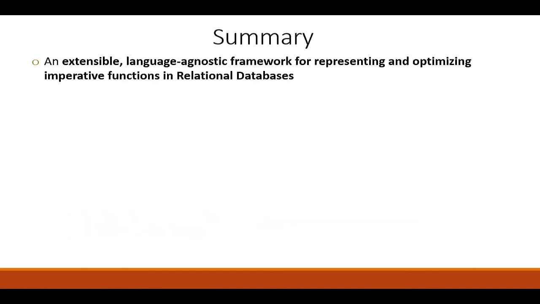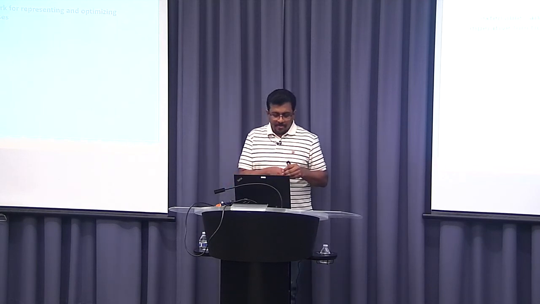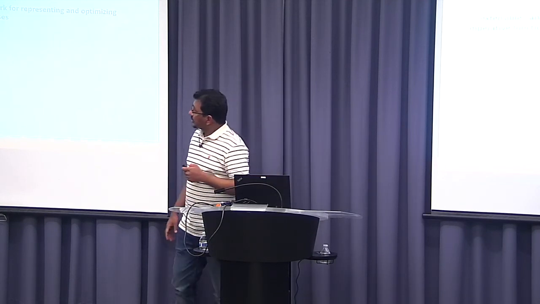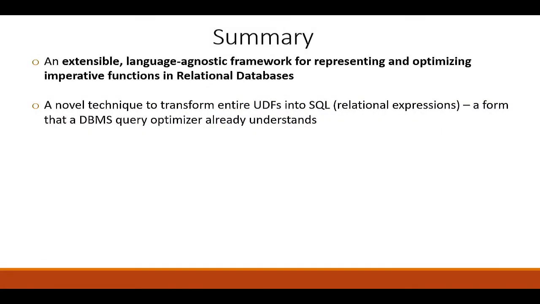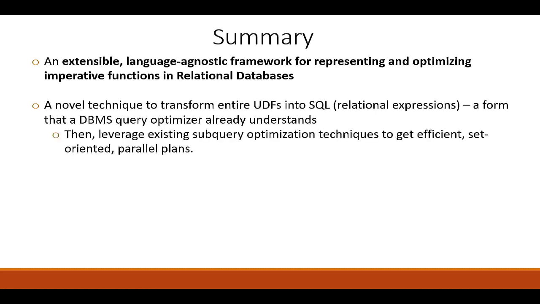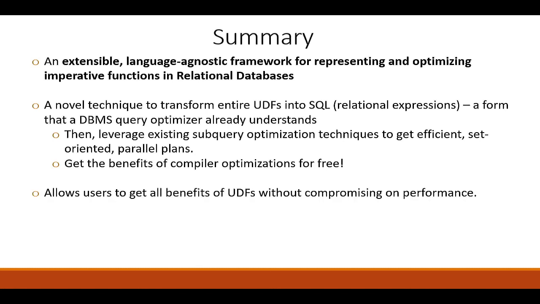So with that, I'll just summarize quickly. I think I'm already running out of time. We described Froid, which is an extensible framework, language agnostic, because conceptually there is nothing very specific to T-SQL here, for representing and optimizing functions in databases. We show how you can transform entire UDFs into SQL, a form that the query optimizer can understand, and then use known subquery decorrelation techniques, and also get the benefits of compiler optimizations. So in summary, it allows users to get all the benefits of UDFs without compromising on performance.